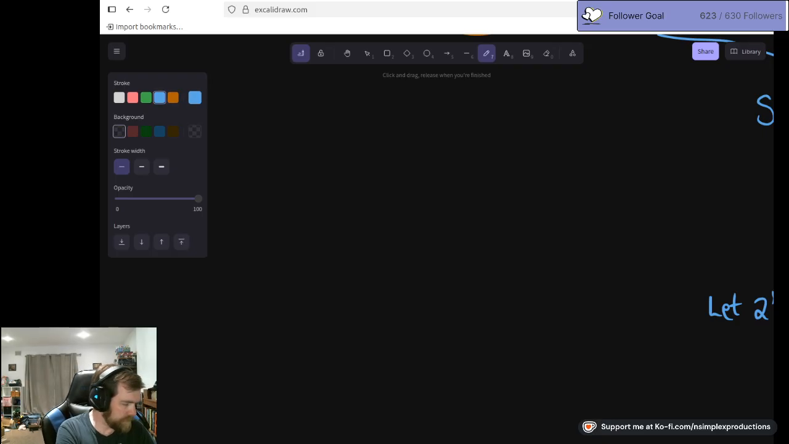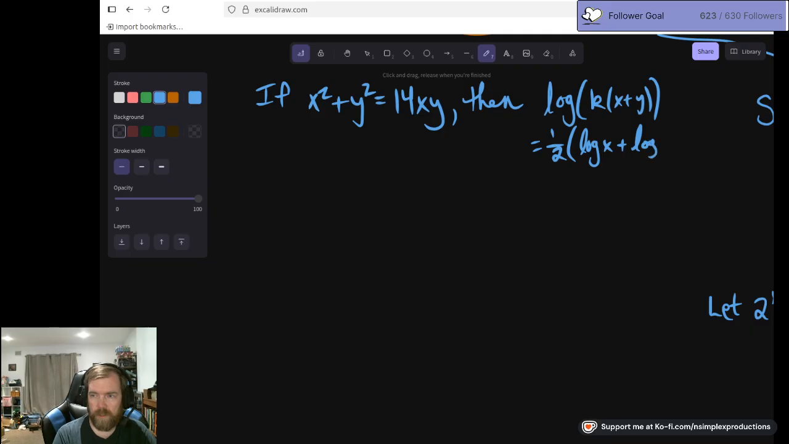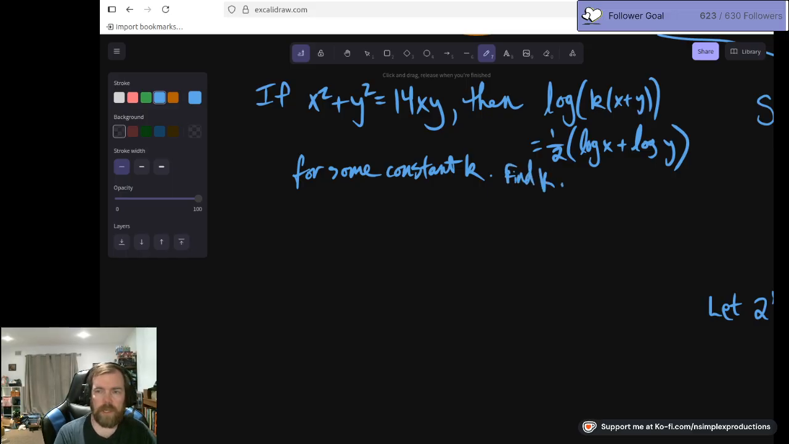If x squared plus y squared is equal to 14xy, then log of k times x plus y is equal to 1/2 log x plus log y, for some constant k. Find the value of k.